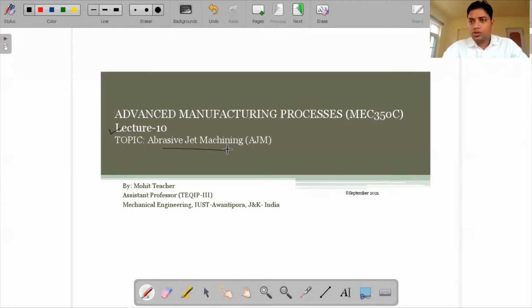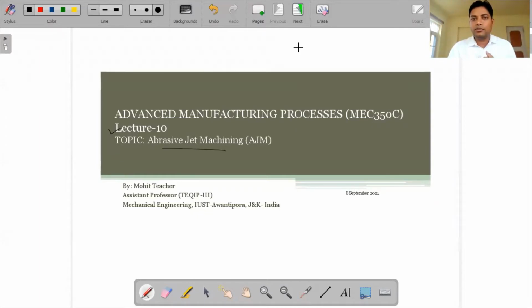One more thing: the chemical machining, ECM and EDM operations were based on the chemical energy or the electrical energy that we are using. But abrasive jet machining is a mechanical process.